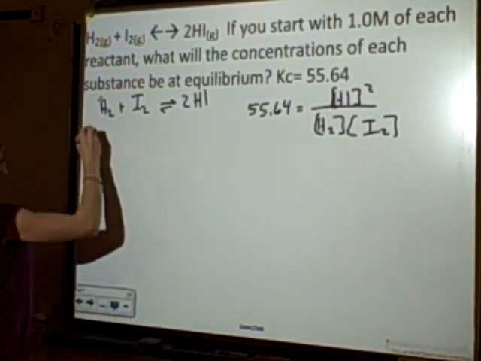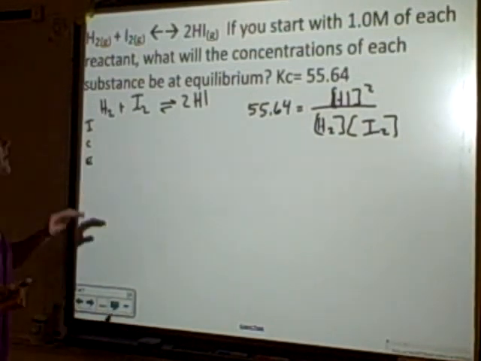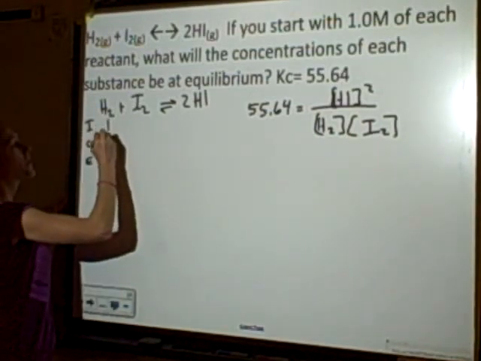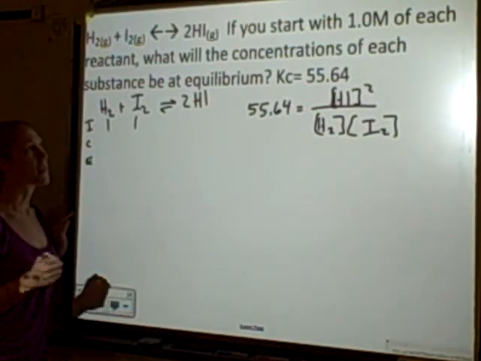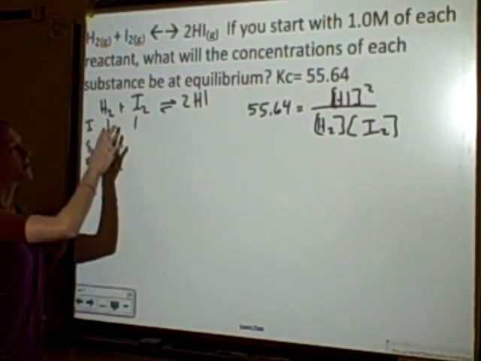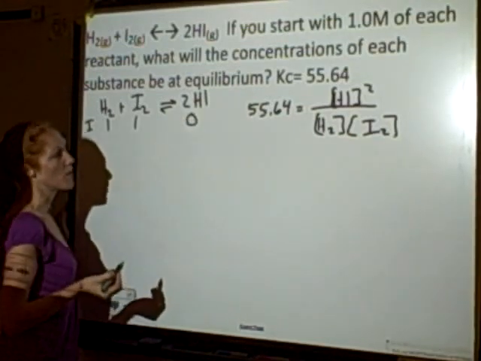So what I'm going to do is I'll set up my ICE, initial change equilibrium. And initially I have 1 molar here and 1 molar here. By the way, we have to use molarity values. We can't use moles or anything else. We have to use molarities in our ICE table. And I have no product.